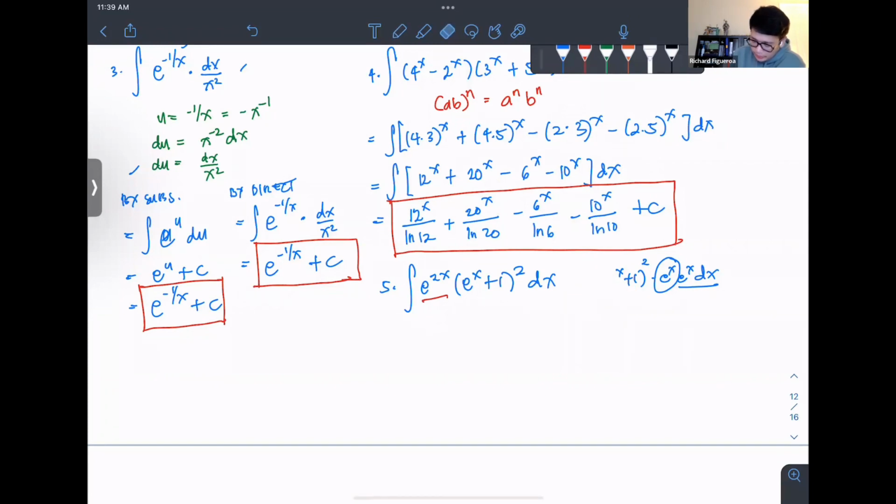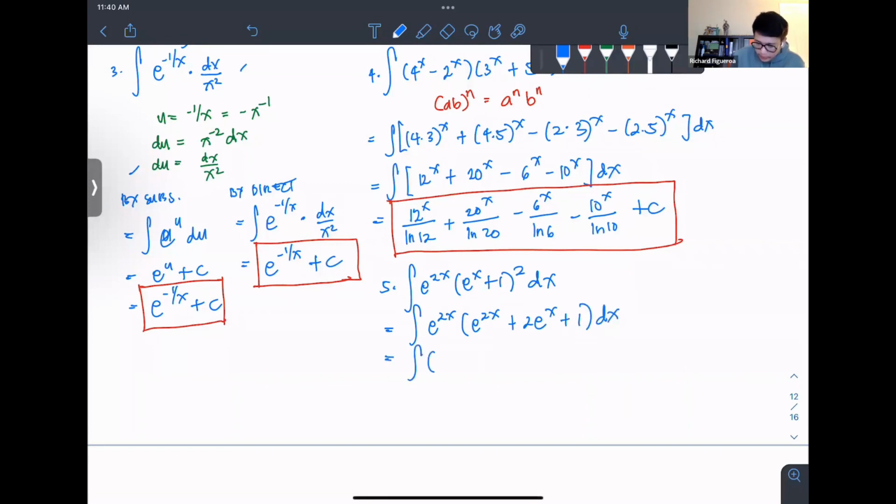So what can we use then? What we can use is we distribute or we expand. So (e^x + 1)^2, e^x squared will have e^(2x), then twice e^x times 1, that would be plus 2e^x, then 1 squared will be plus 1, then dx. And we distribute, we'll have e^(4x) plus 2e^(3x), then plus e^(2x) dx.